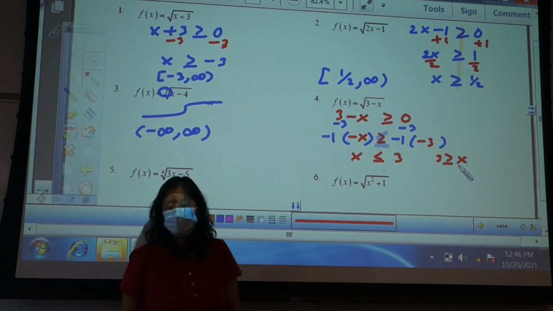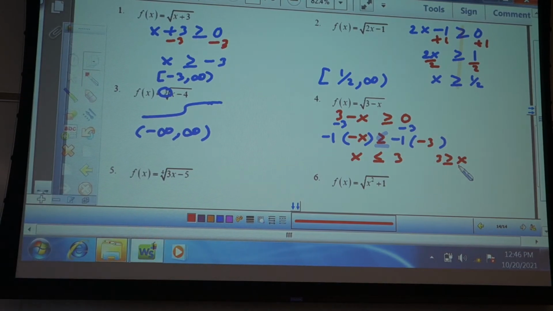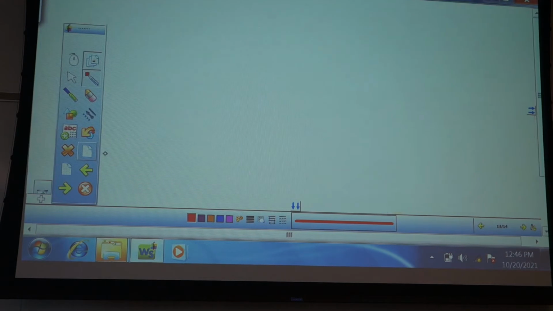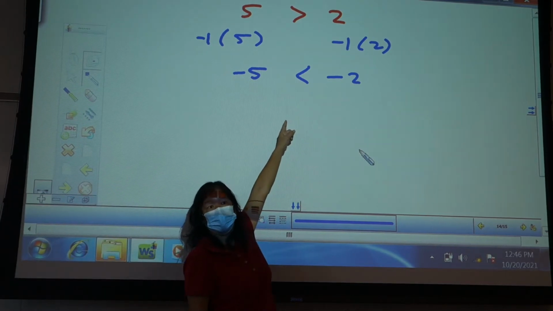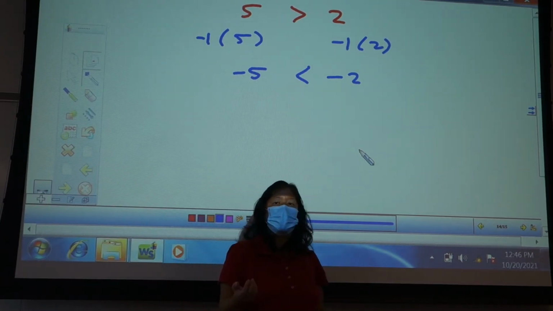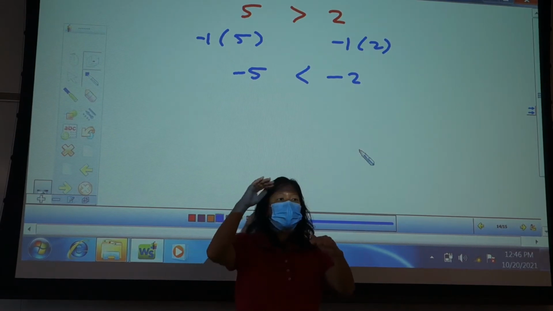So for example, let's look at an example. I have 5. 5 is greater than 2. Everybody agree with me? Here's the thing. If I multiply both sides by negative 1, now I get negative 5 and negative 2. Negative 2 is greater than negative 5. So whenever you multiply both sides of an inequality by a negative number or divide by a negative number, the one that was bigger becomes smaller.